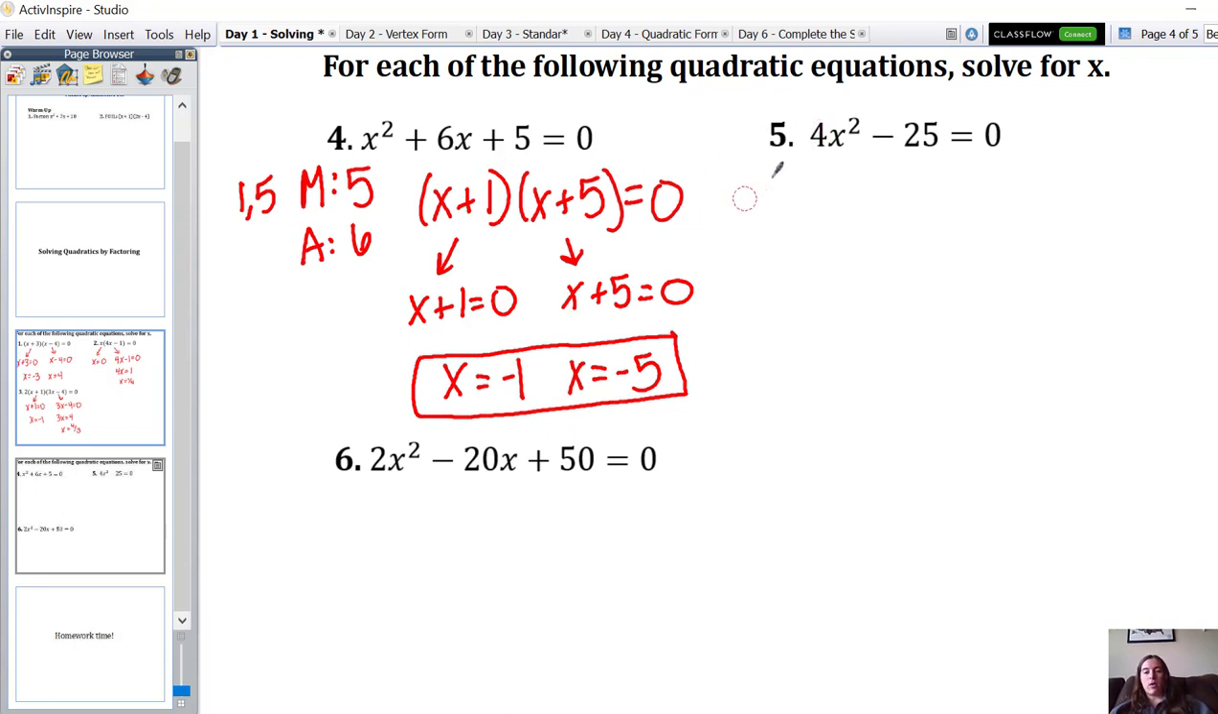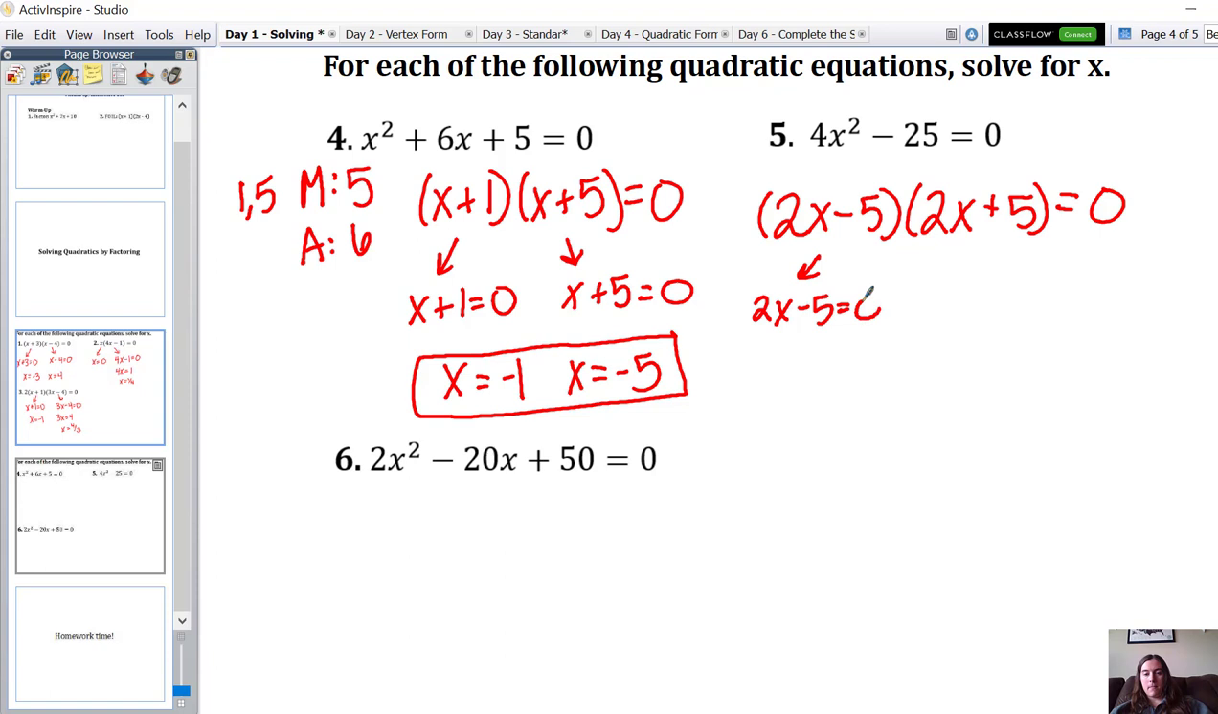In number 5, we have a difference of squares. So our first term that we're going to take the square root of, we get 2x. And then our second term, the square root of 25 is 5. So we have 2x minus 5 and 2x plus 5, if you remember your difference of squares rules. And then we can set each one equal to 0. In the first one, I'm going to add 5.